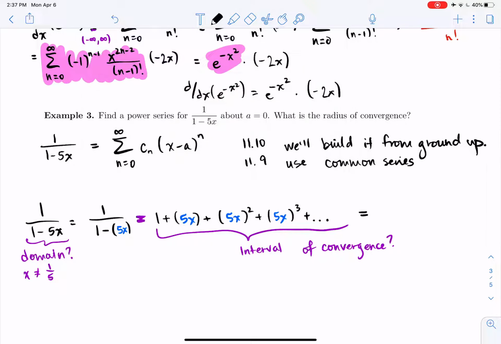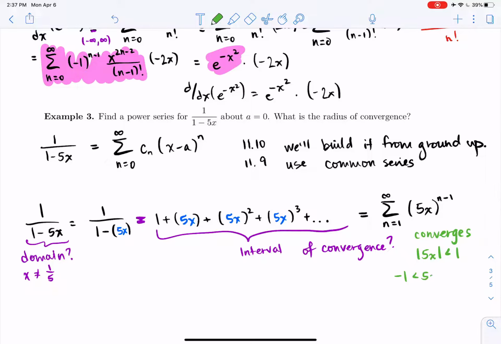Let's write it as such. So this is a power series with 5x as our common ratio to the n minus 1 power. So because our common ratio is 5x, we know that this converges only when the common ratio of 5x in magnitude is less than 1. And that means that we need 5x to be between -1 and 1. That would make its magnitude less than 1. And that means that x needs to be between -1/5 and positive 1/5.